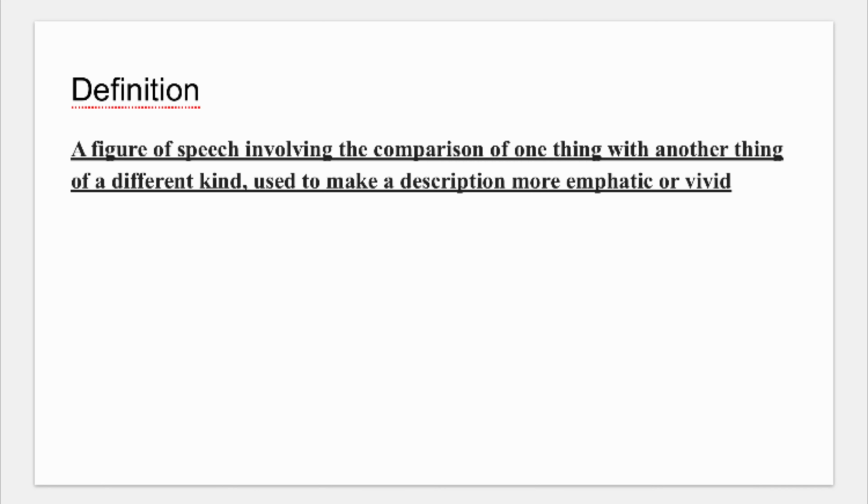The definition of a simile is a figure of speech involving the comparison of one thing with another thing of a different kind, used to make a description more emphatic or vivid. What they mean here is a comparison of two really unrelated words using as or like. It's going to be a sentence with two really unrelated words using the word as or like in your sentence.